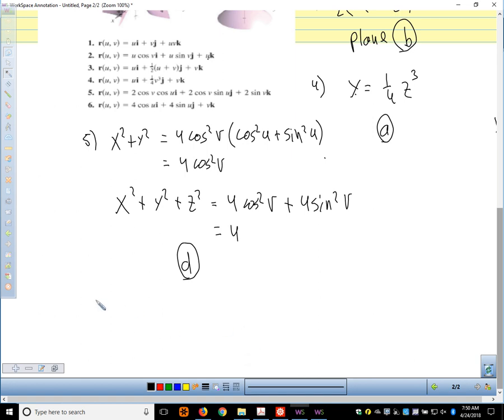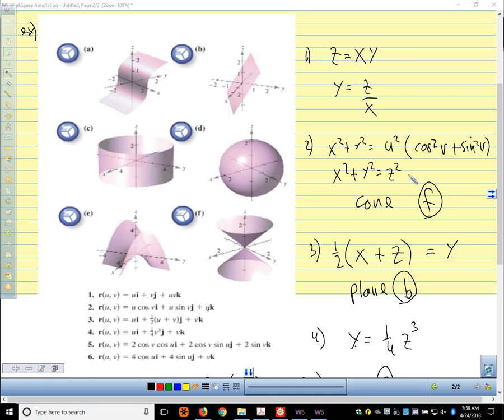All right, let's look at number 6 finally. The only relationship here is between x and y. x squared plus y squared equals 16, and z just equals z. z is anything. x squared plus y squared equals 16. What is that? A circle in 3 dimensions. Cylinder. So that's got to be C.